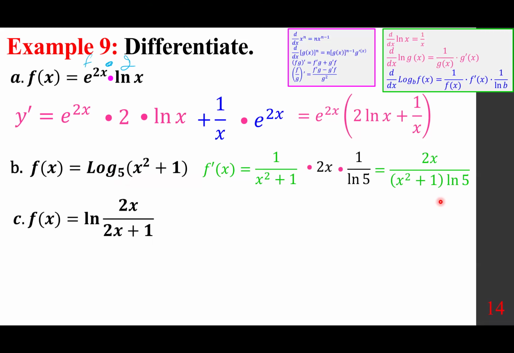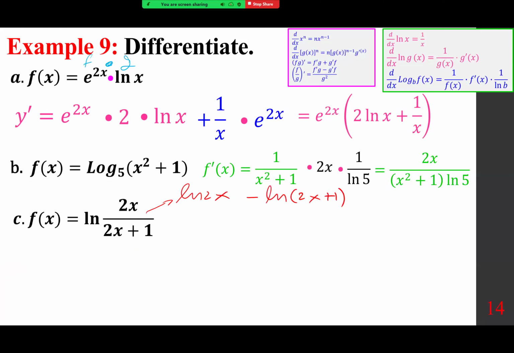ln of 2x over 2x plus 1, you want to decompose that. Otherwise, you have to flip this over and then take the derivative using the quotient rule. Not a good idea. I'm going to do it in 2 steps. And this is ln of the top minus ln of the bottom.